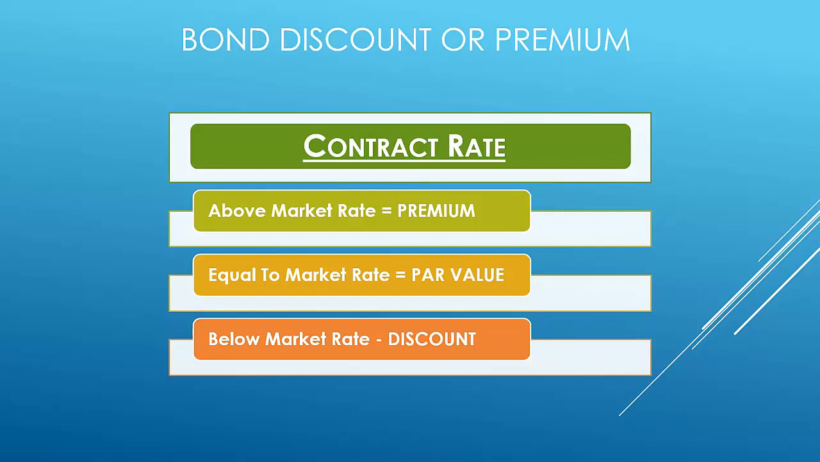But if the stated rate of my bond is 5% and the market's only paying 3%, what would you rather do? Would you rather earn 5% or 3%? Well, for me, I'd rather earn 5%. So I'm going to have to pay a premium to get those bonds so that I can earn that 5% instead of the 3% that's being paid everywhere else.